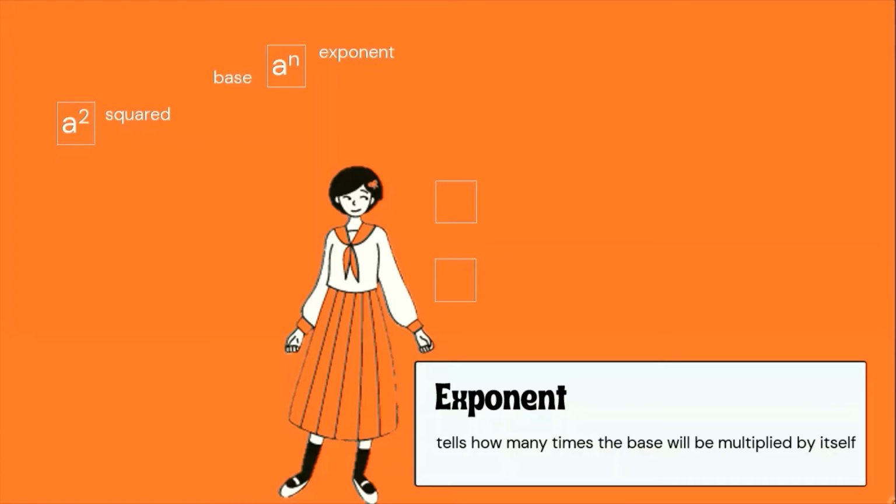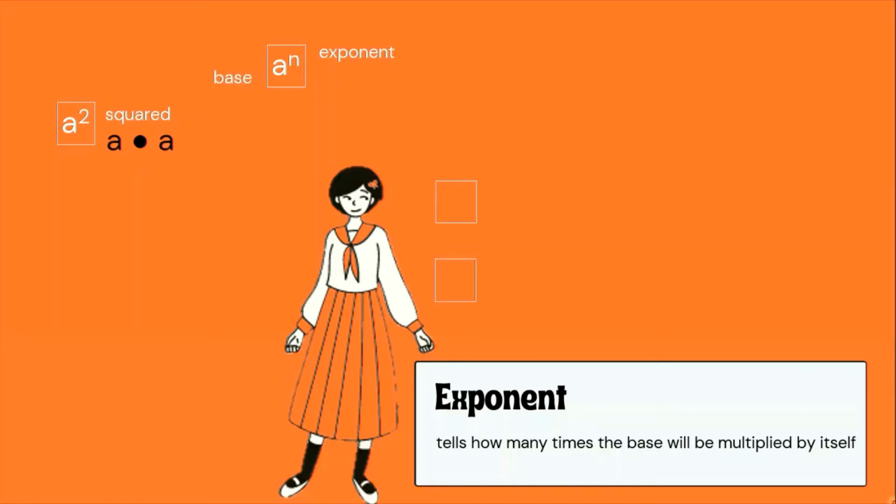So, sabi natin kanina, exponents tell us how many times the base will be multiplied by itself. So, ang base natin dito ay a. Imumultiply siya sa sarili niya ng 2 beses dahil ang kanyang exponent ay 2. Ito ang expanded form, a times a. Ang exponential form naman ay ito, a squared.